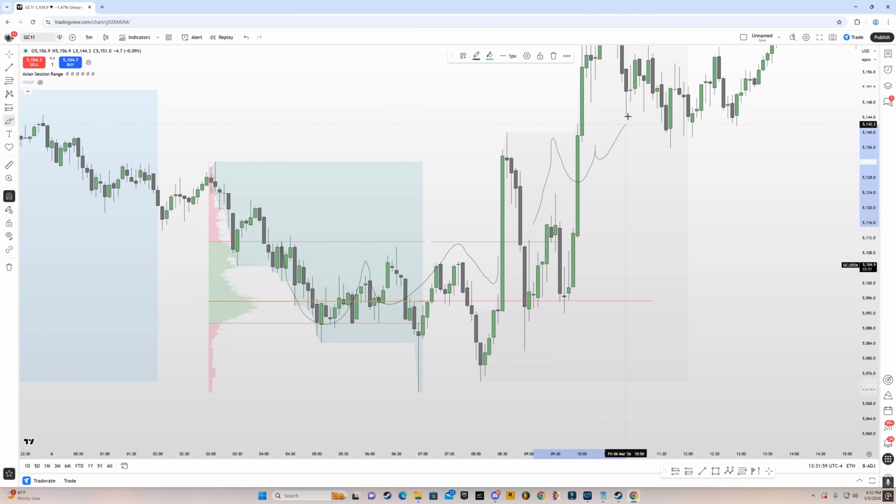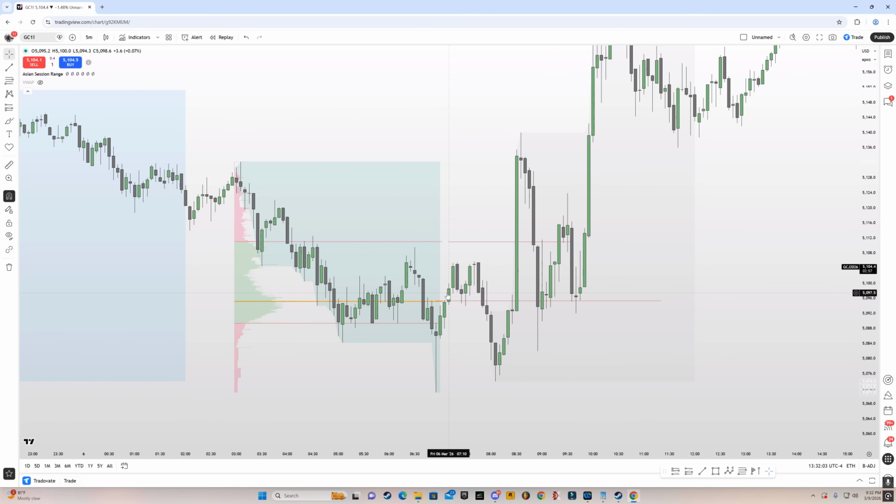It has to create a new balance to go up or down, okay? So that's the theory behind it. Let's move on to the next example.